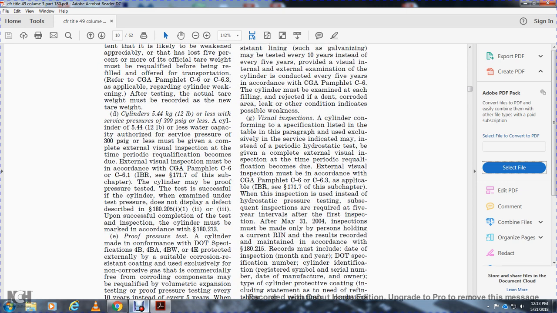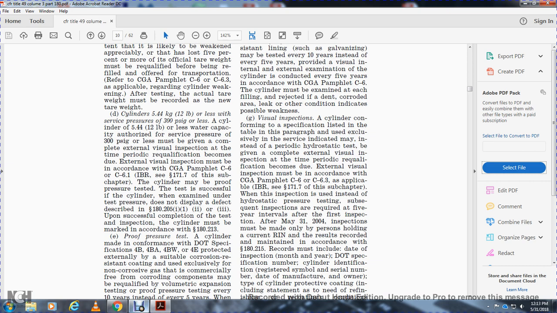G. The visual inspection of cylinders conforming to the specifications listed in the table of paragraph U, with the exclusion indicated, may be used instead of the periodic hydrostatic requalification, given a complete external visual inspection at the time the periodic requalification becomes due. The external visual inspection must be in accordance with CGA pamphlets C6 and C6.3, as applicable, when the inspection is used instead of hydrostatic pressure testing. Subsequent inspections are required at 5-year intervals after the first inspection.